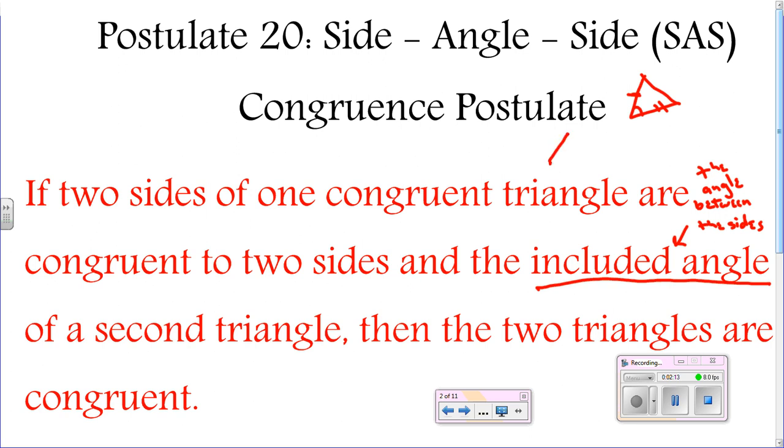People have said in the past, well, if I have this, I have this, and this, well, then this angle is still in between, so I can go around and come to this. That's not the way it works. It has to be touching both sides to be the included angle. Anyways, if two sides of one triangle are congruent to two sides and the included angle of a second triangle, then the two triangles are congruent.